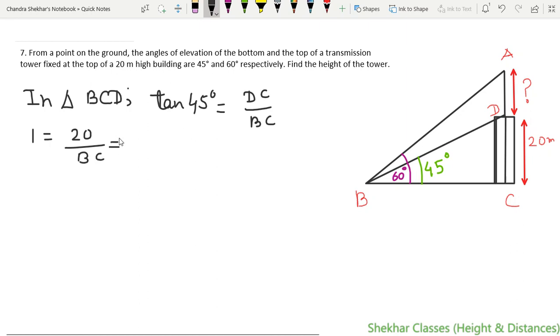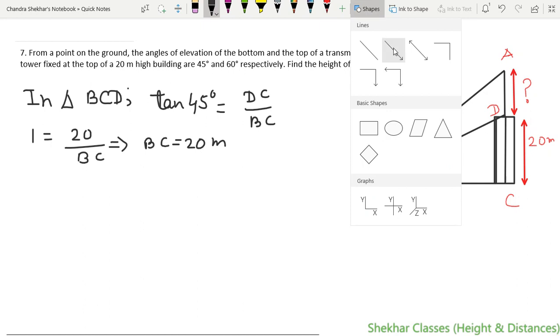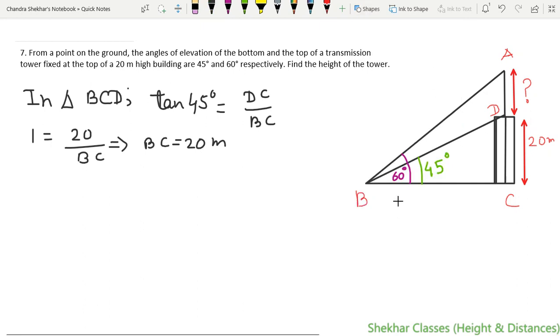So from here we can get the length BC. So BC here would be nothing but 20 meter. So I can mark it here. Fine. So I'll mark this BC now as 20 meters. Now since we have got it, we will keep this in mind, and then we'll go to the bigger triangle.